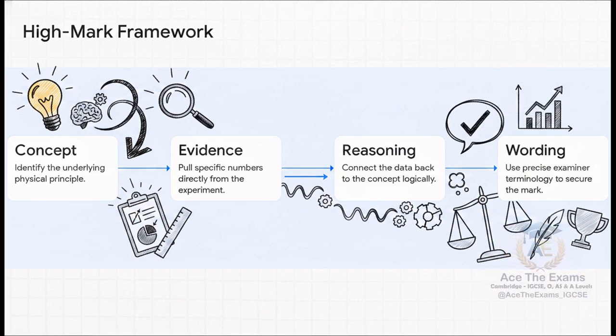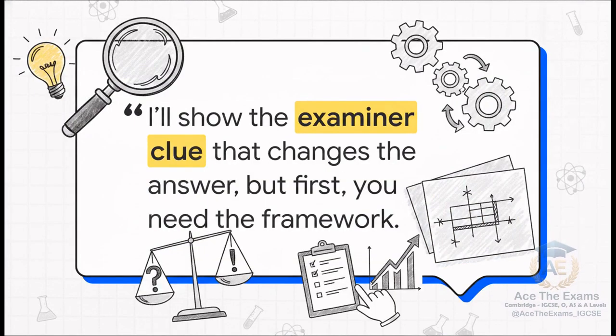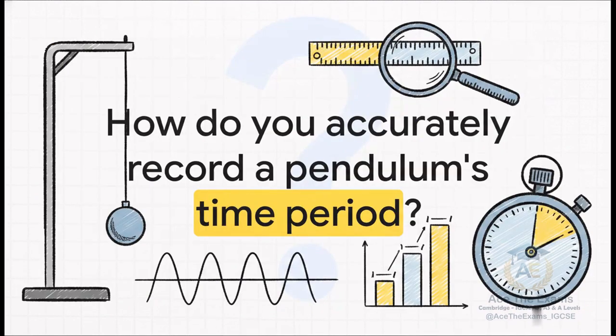Don't just casually say what happened. Describe it using the precise terminology the mark scheme actually demands. In a moment, I'll show you the examiner clue that changes the answer completely. But first, you need the framework that makes that clue obvious. Let's test this right now.